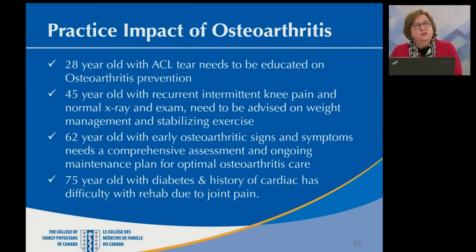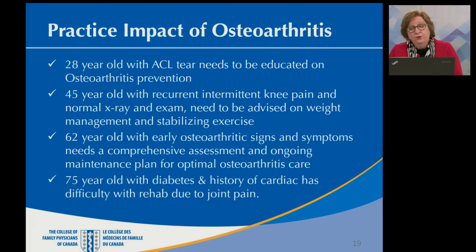So, how does osteoarthritis impact your practice? Well, first of all, it is not a disease of the elderly. It is really a disease of the continuum of the life cycle. So you may have a 28-year-old with an ACL tear. They have a high probability of developing osteoarthritis, whether or not they have surgery. When do you tell them? How do you tell them? When do you start prevention? A 45-year-old with recurrent intermittent pain, normal x-ray if done, normal exam, still needs to be advised on weight management and stabilizing exercise because they are starting to show symptoms, although the disease has not progressed.